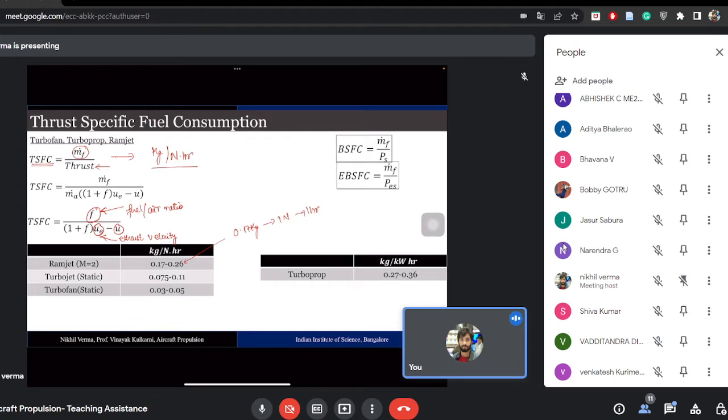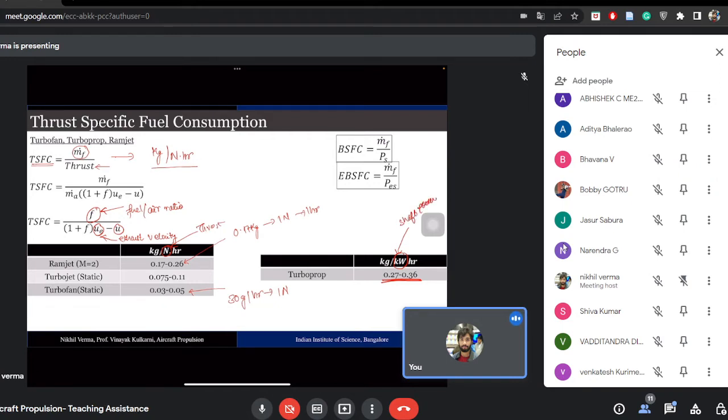Whereas your commercial aircraft takes only a very small amount. It's like 30 grams per hour to generate 1 Newton of thrust. Whereas the turboprop is even lower, which takes about 0.27 to 0.36 kgs per kilowatt hour. Kilowatt is the unit because here the concern is not the thrust. Here it is the shaft power.